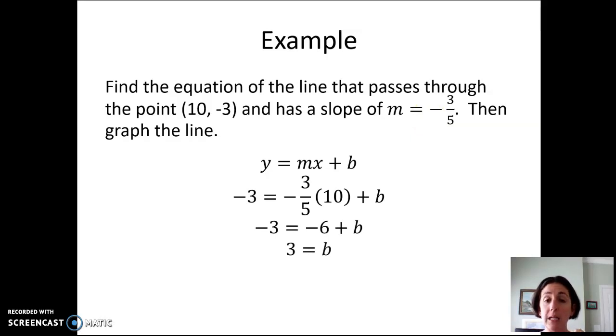So when I write the equation of a line, I need to fill in the constants with their respective values and leave the variables as variables. Well, m is already given to me, and I just found b to be 3, so I can see that this line is y equals -3/5 x plus 3.